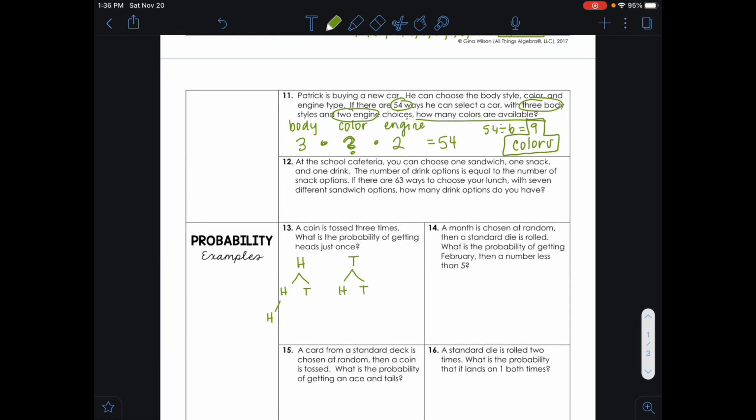Now the third toss, you could have heads, heads, heads. Or you could have heads, heads, tails. You could have heads, tails, heads. Or you could have heads, tails, tails. You could also have tails, heads, heads. You could have tails, heads, tails. You could have tails, tails, heads. Or you could have tails, tails, tails.